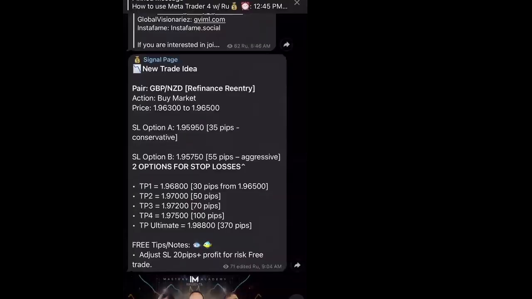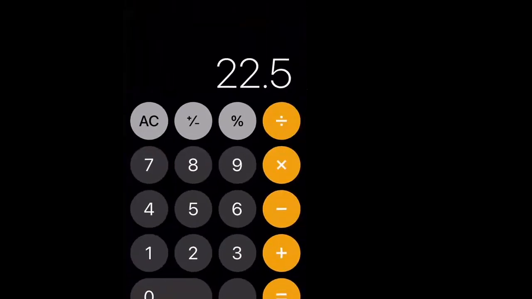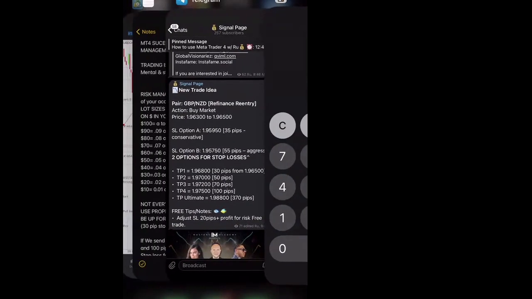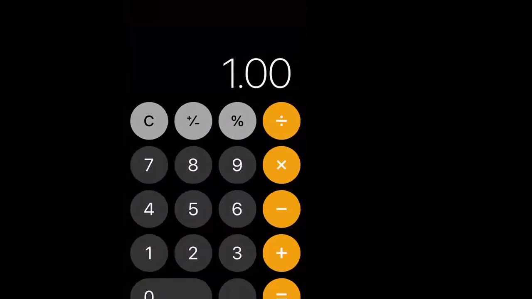And let's write it on a calculator. Obviously on a calculator, $1 isn't written as 0.1, that's 10 cents. $1 on a calculator is written as 1.00, right? If it says SL option A is 35 pips, you want to multiply your dollar. Let's say you want to put $1 in the trade. You want to multiply $1 times 35 to see how much you'd risk losing if this trade hits stop loss, right? So you'd risk losing $35 on this trade if the trade hits stop loss.